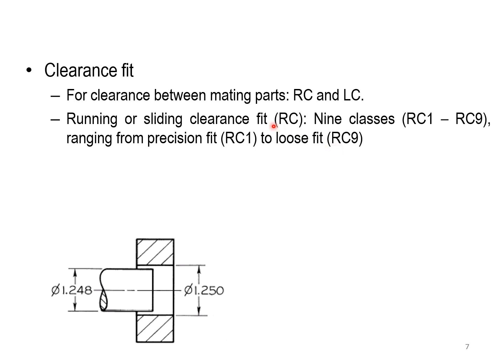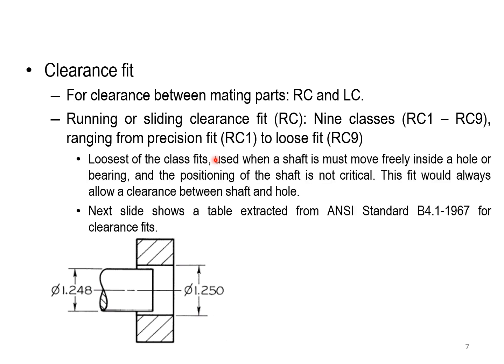So usually, if I would like to have the precision fit, this will be a more accurate design, and this will of course be more expensive. We can go to anything between the RC2 to the RC3 if I would like to have a perfect matching for the two mating faces. Now, the loosest class of fit is used when the shaft must move freely inside the hole or the bearing, and the positioning of the shaft is not critical, and this fit will always allow for clearance between the shaft and the hole.